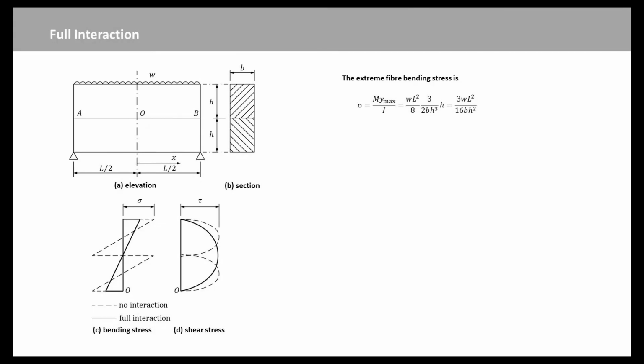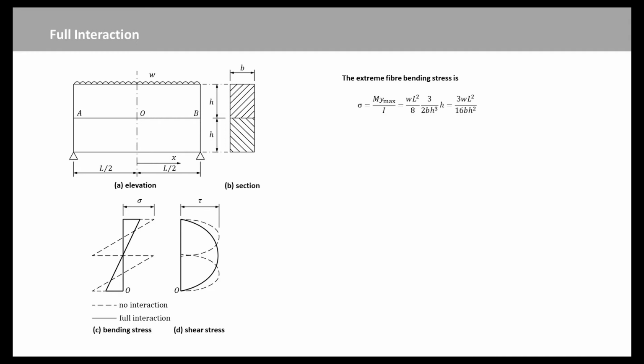Now we assume that the two halves of the beam shown in this figure are joined together by an infinitely stiff shear connection. The two members then behave as one. Slip and slip strain are everywhere 0, and it can be assumed that plane sections remain plane. This situation is known as full interaction.